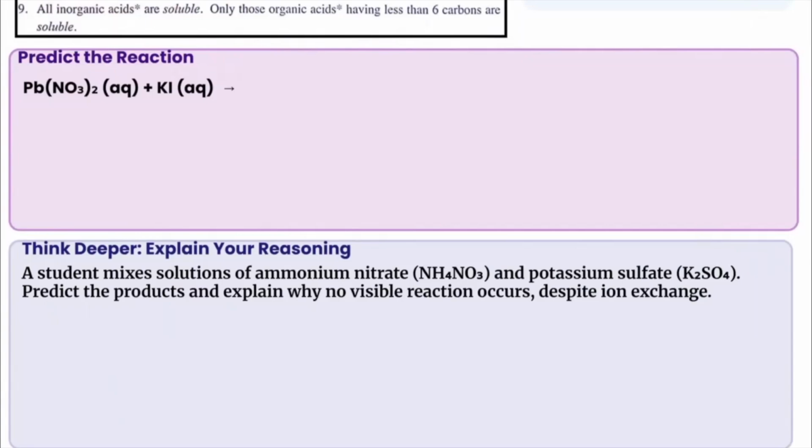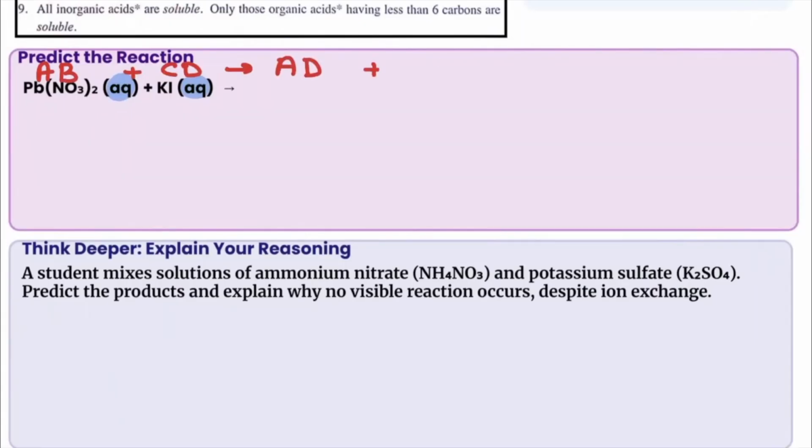Our first reaction says that lead(II) nitrate, or Pb(NO3)2, reacts with potassium iodide, or KI. Now, both reactants are aqueous, meaning they dissolve in water. And first, we want to identify the type of reaction. Of course, this lesson is a double displacement lesson, so we expect a double displacement reaction, but let's see why. Remember the pattern AB reacts with CD to produce AD and CB?